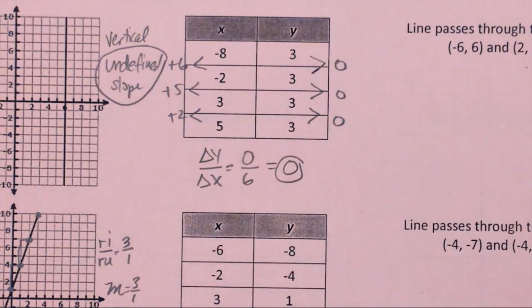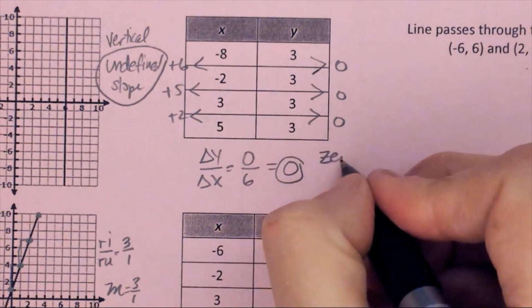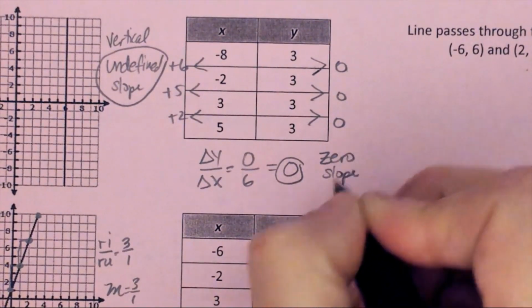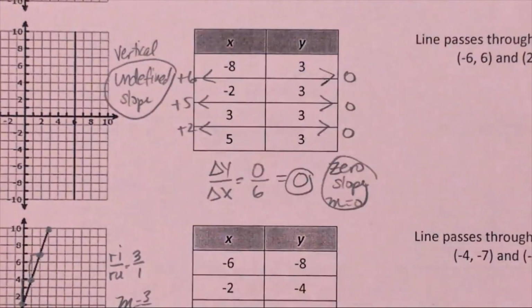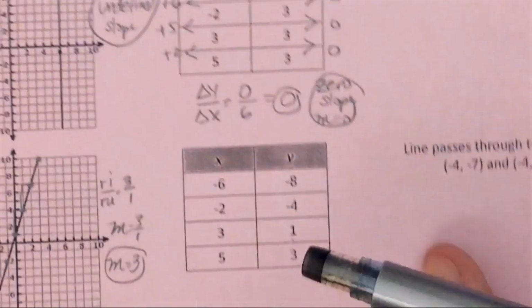So I don't like circling the 0. It makes me feel weird. I usually write 0 slope or m equals 0. Okay, they're both the same thing, but for some reason writing a 0 and circling it just looks like a donut, and I don't like it.